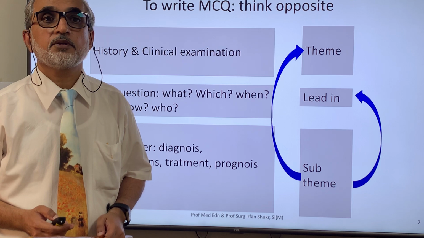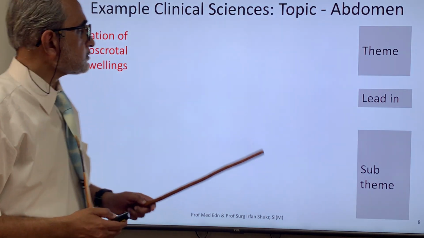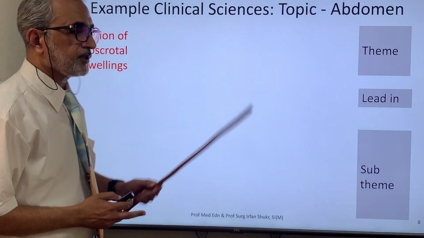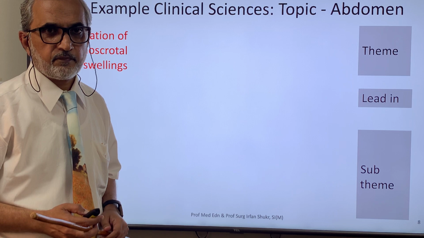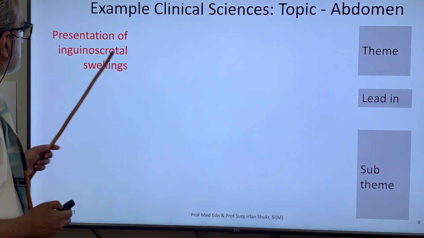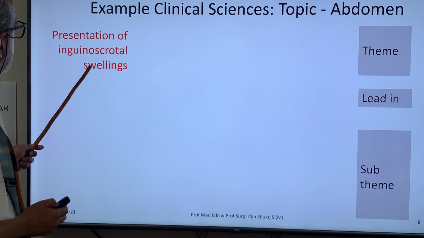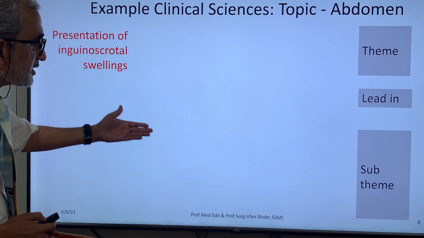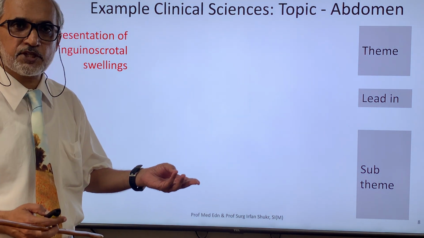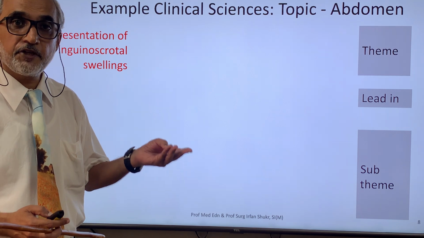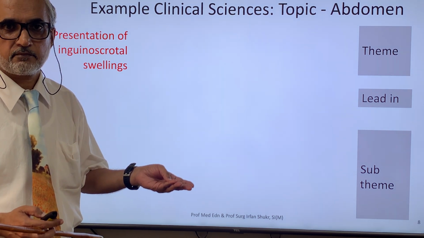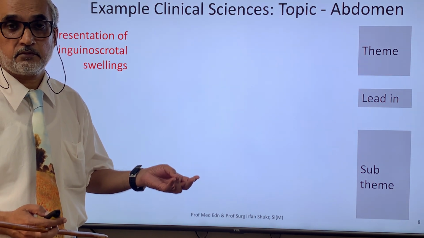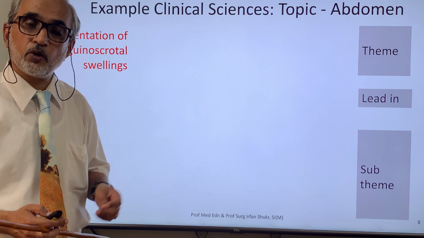Let me explain this with an example. Let us say in clinical sciences, the topic given is abdomen. To narrow it down, the topic is presentation of inguinal scrotal swelling. This would be the theme. Now this theme could have many sub-themes. It could be presentation of inguinal scrotal swelling, treatment, surgical treatment, prognosis, complication of inguinal scrotal swelling, so on and so forth.